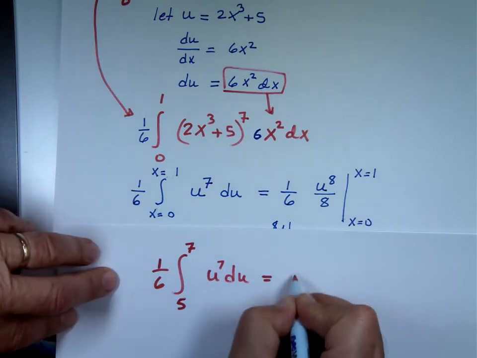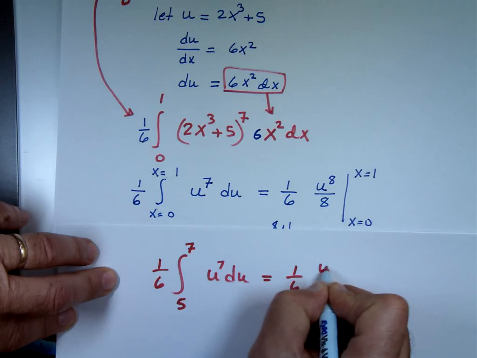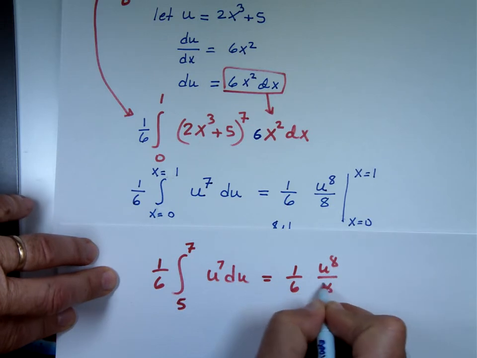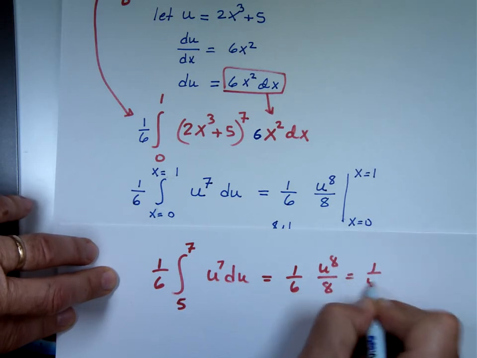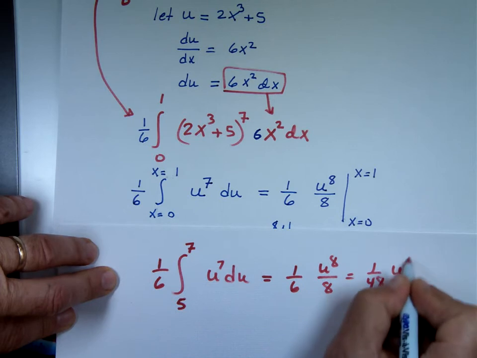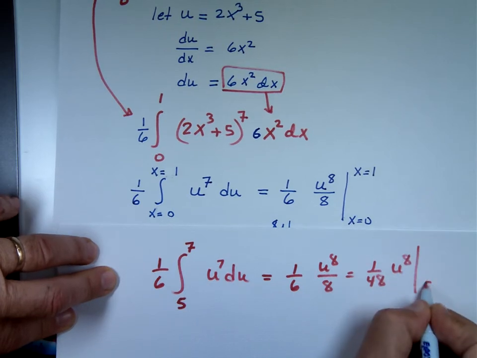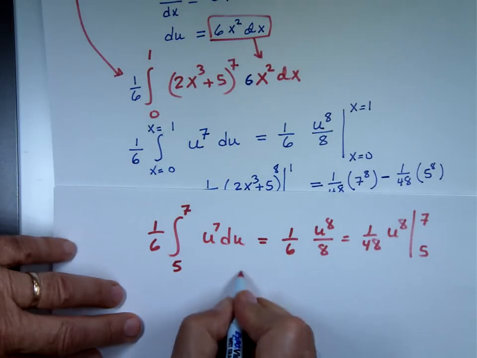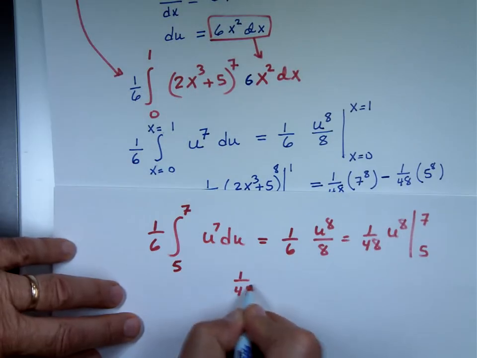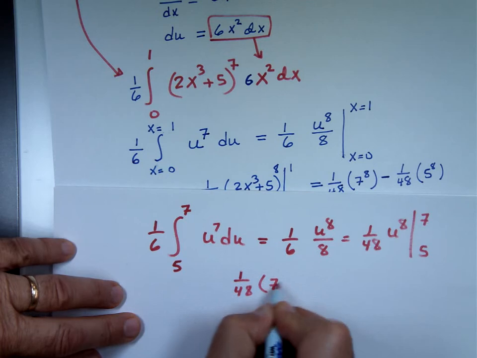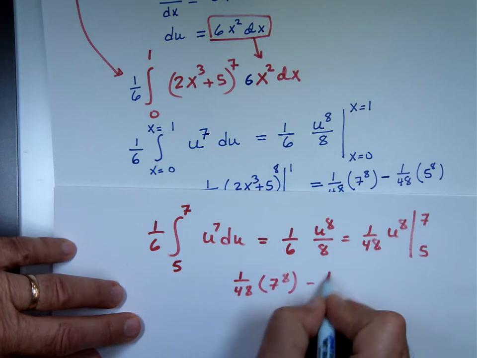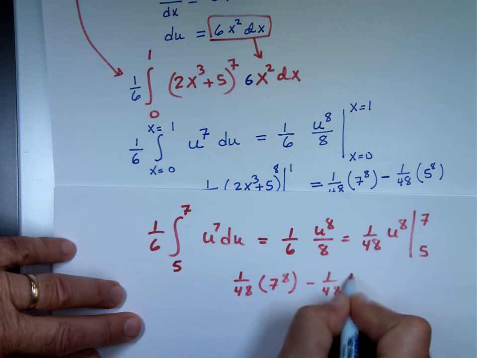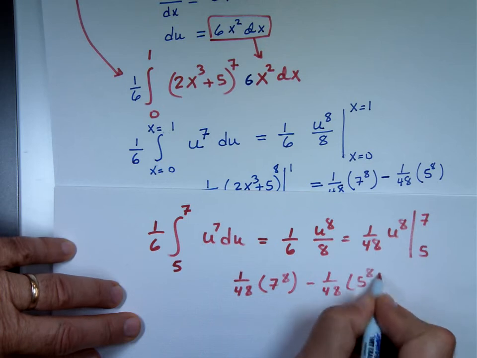1 over 6, that's u to the 8th over 8, which is 1 over 48, u to the 8th, and u is going from where to where? 5 to 7. That'll be 1 over 48, 7 to the 8, minus 1 over 48, 5 to the 8. Is that the same answer? So you could have done it either way.